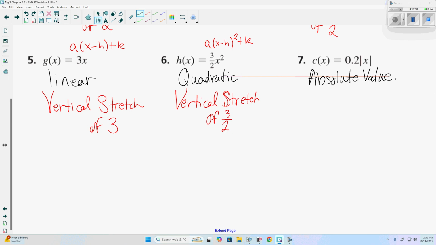Now, again, we don't have a value for h or k, but we do have a value for a. 0.2. So would that be a vertical stretch or a vertical shrink? Shrink, because 0.2 is indeed between 0 and 1. So it tells us this function, we've applied a vertical shrink of 0.2. Questions on this here? Ready for the next one.